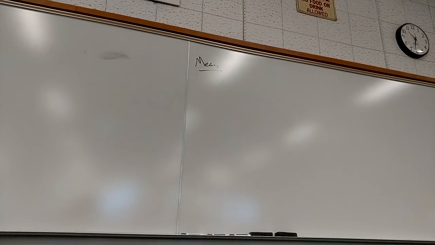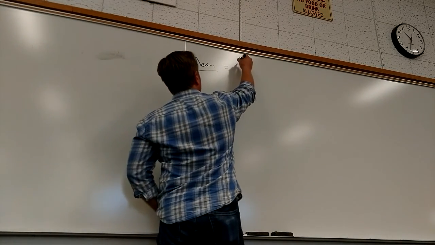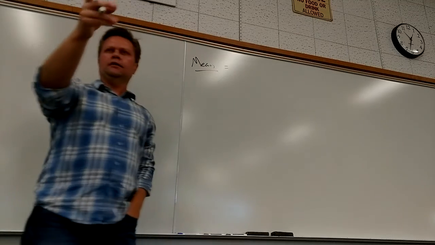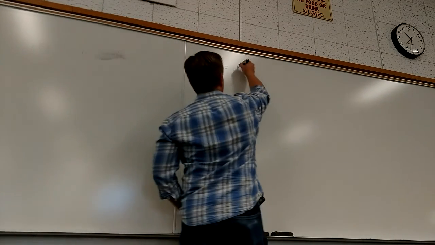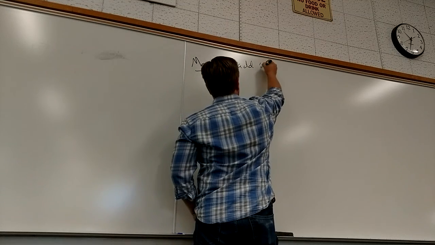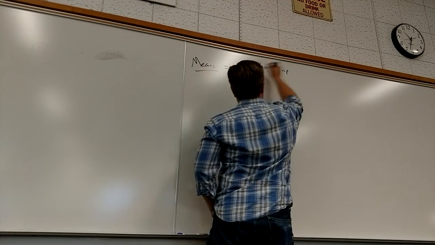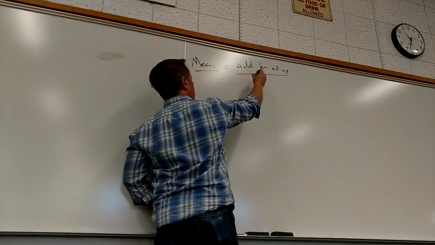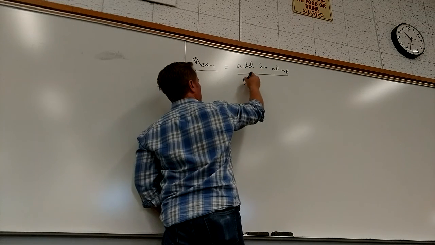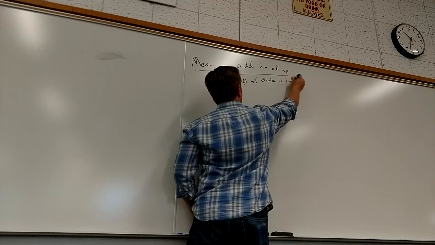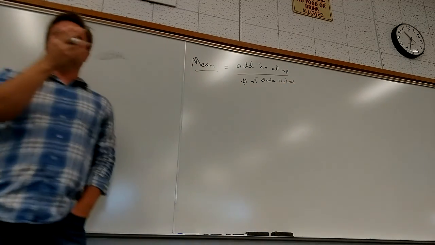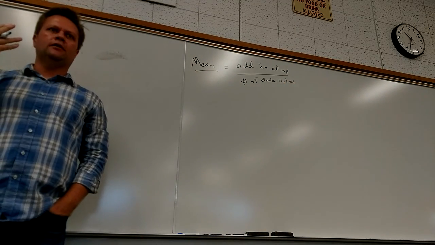Summation of the values divided by the total number of values. So if I had a list of data, add them all up and divide them by how many. There you go. So add them all up, divided by the number of data values. So you all know how to calculate the average.